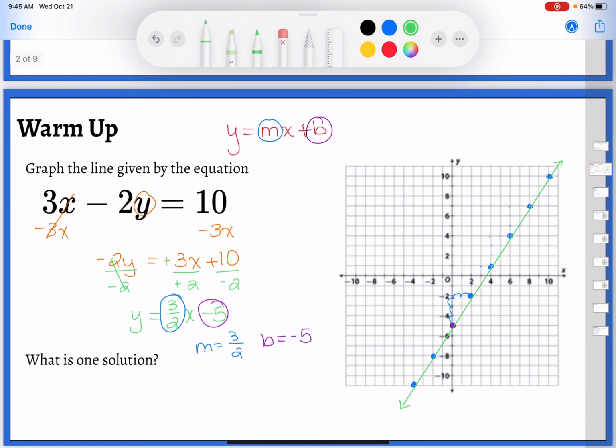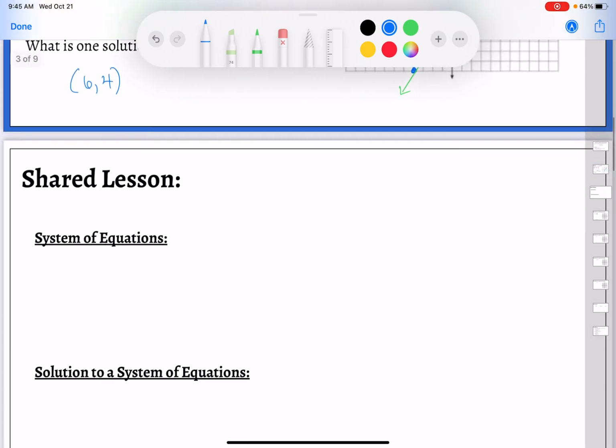Now, the bottom says, what is one solution? So remember that on a line like this, any points that are on the line are solutions. So I have a whole bunch of possibilities that I could list. I'm going to pick one at random. There's a solution to that linear equation. It would be (6, 4) as the point. But remember, you could pick any one of those points, and that would be a solution to that equation. All right, good review from our Unit 2 that we just finished up.